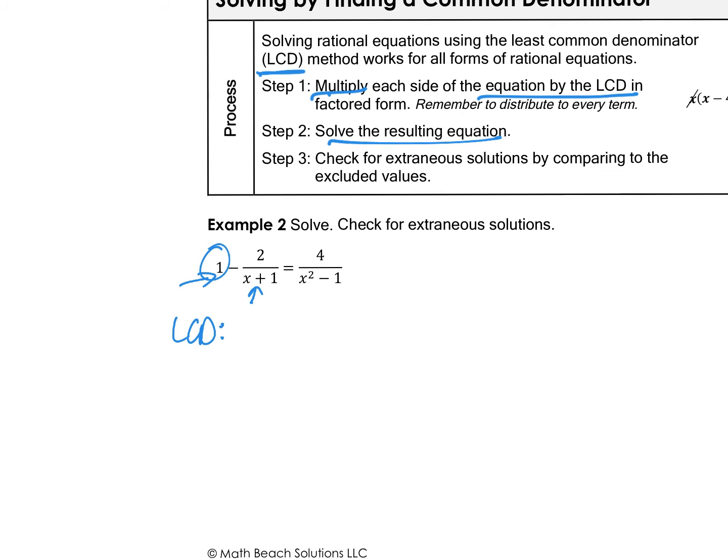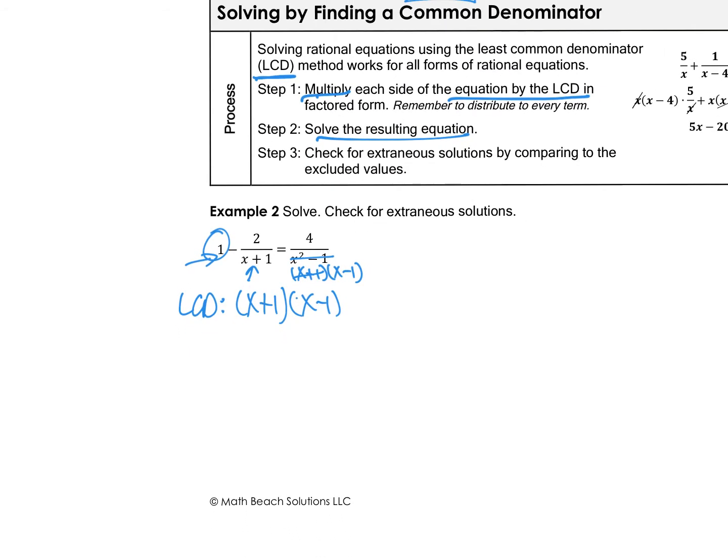So remember, to find the LCD, we always bring down the first denominator. I can factor the second denominator, that's a difference of squares. x plus 1 times x minus 1 multiplied together should give you x squared minus 1. Notice we already have an x plus 1 in the LCD, so I need an x minus 1 also in the LCD. So there's my LCD.